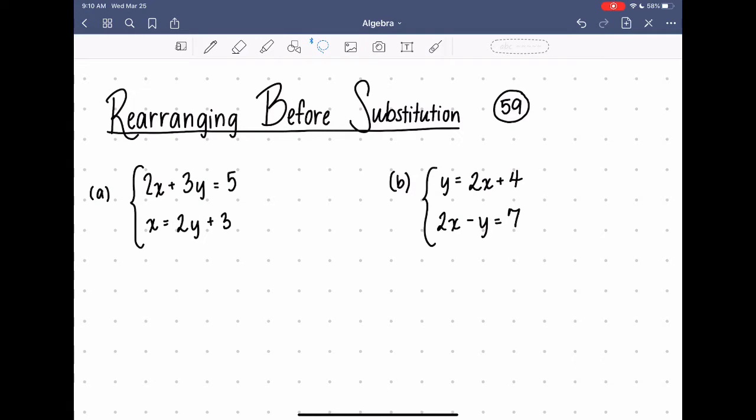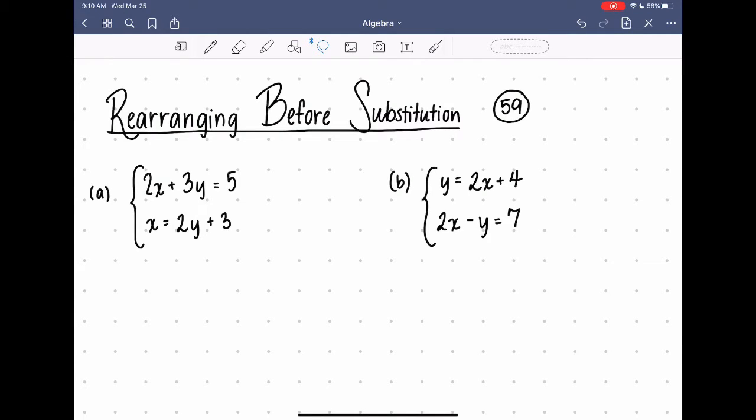So today we're going to talk about lesson 59, which is rearranging before substitution. I'm also going to go over substitution in general a little bit because I haven't been there to teach a lesson for it. So I just want to make sure that we completely understand what substitution is before I jump into the rearranging part. So these two examples are like the ones in our textbook that we've done so far.